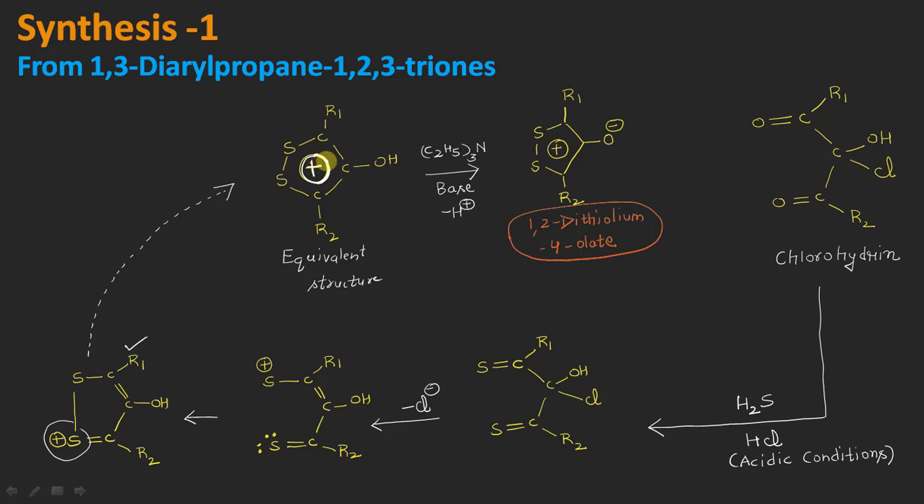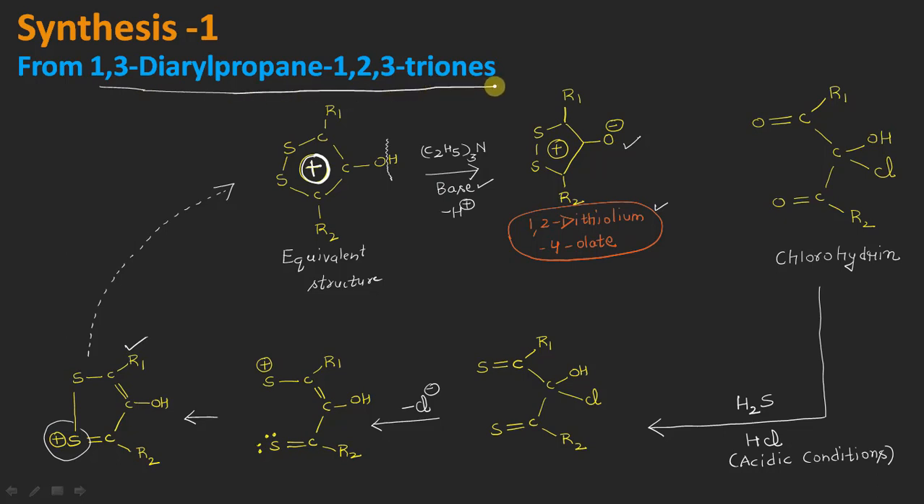And finally, upon reaction with some strong base like triethylamine, which will be abstracting a proton from here in this way, finally it will be giving a negative charge here on this oxygen atom, and this is what you can easily recognize. It is my 1,2-dithiolium 4-olate meso-ionic molecule, the synthesis of which we are trying starting from 1,3-diaryl propane-1,2,3-triones, right?